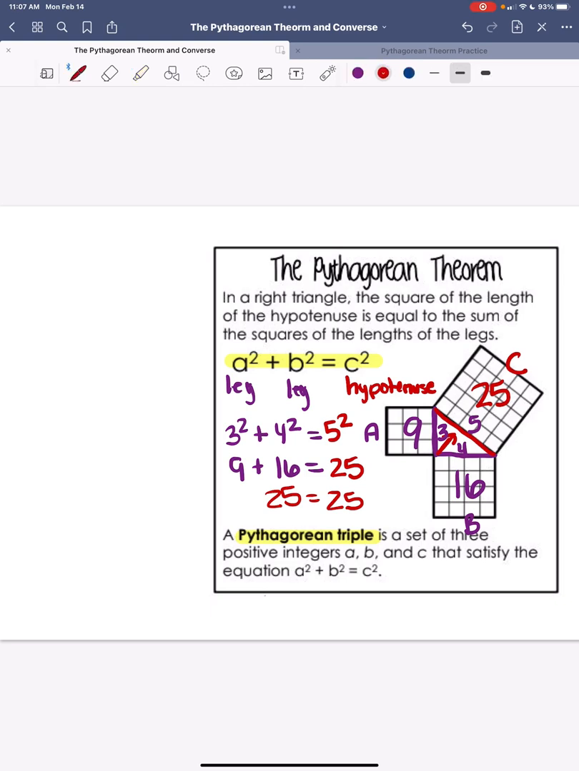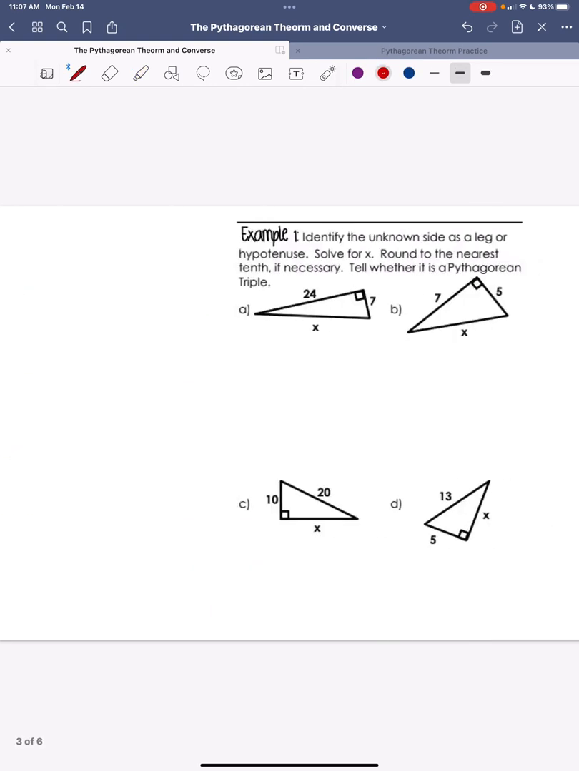Okay, I'm going to do an example of each type. So I'm going to start out with example A up here. The very first thing that I want you to do when you're completing this is label your sides. So we're going to write our formula up here: A squared plus B squared equals C squared. Remember that the legs are always A and B, C is always the hypotenuse.